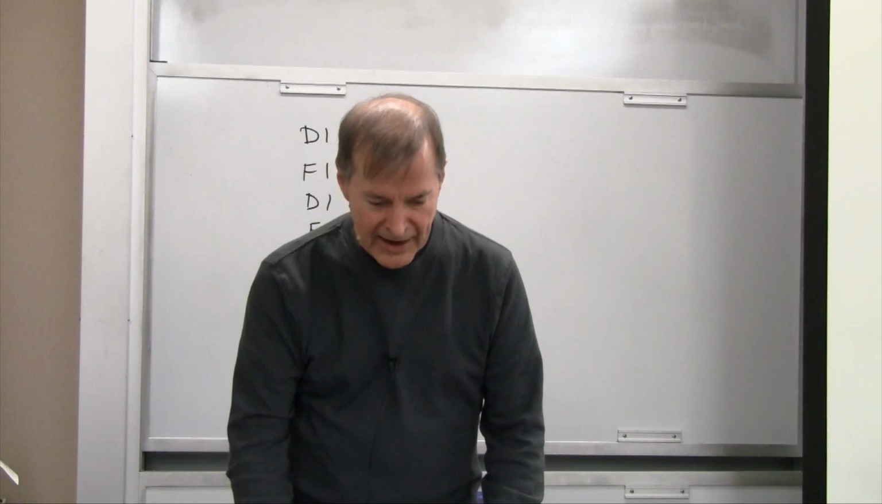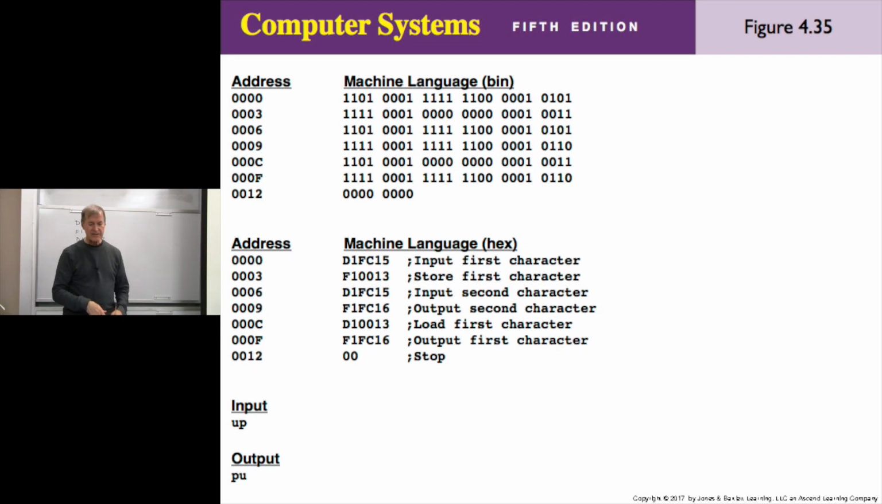All right. Now, this next one, figure 4.35, is a machine language program to input 2 characters and to output them in reverse order. Let me just walk through this one. The first one, D1FC15, is a load byte accumulator. Remember, D1 was the load byte? But where is it loading it from? Do you remember what that FC15 is? That's the input. So that's taking a letter from the input.